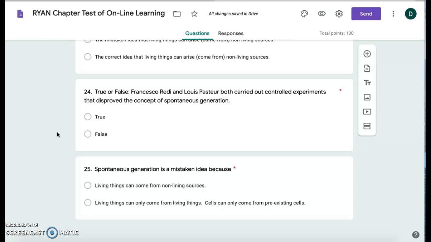Number 25. Spontaneous generation is a mistaken idea because living things can come from non-living sources, or living things can come only from living things. Cells can only come from pre-existing cells.